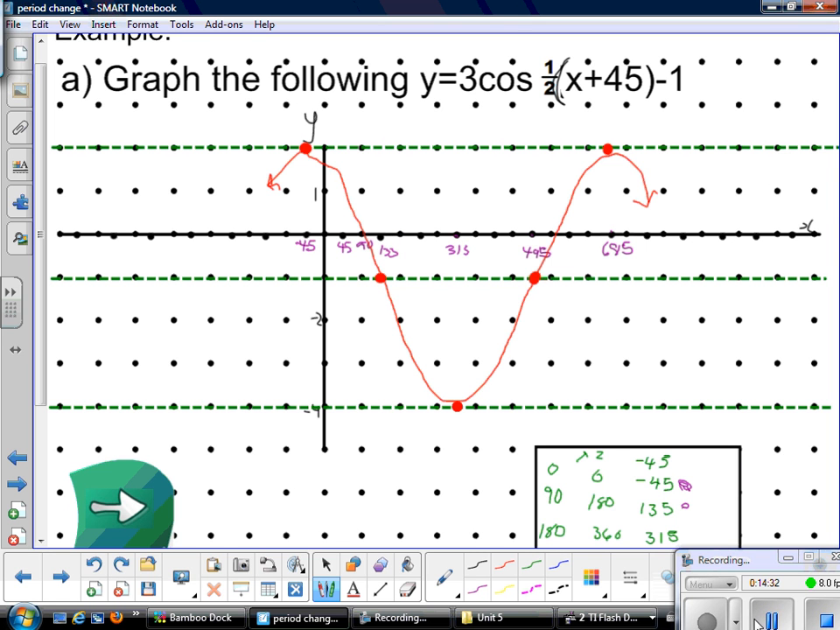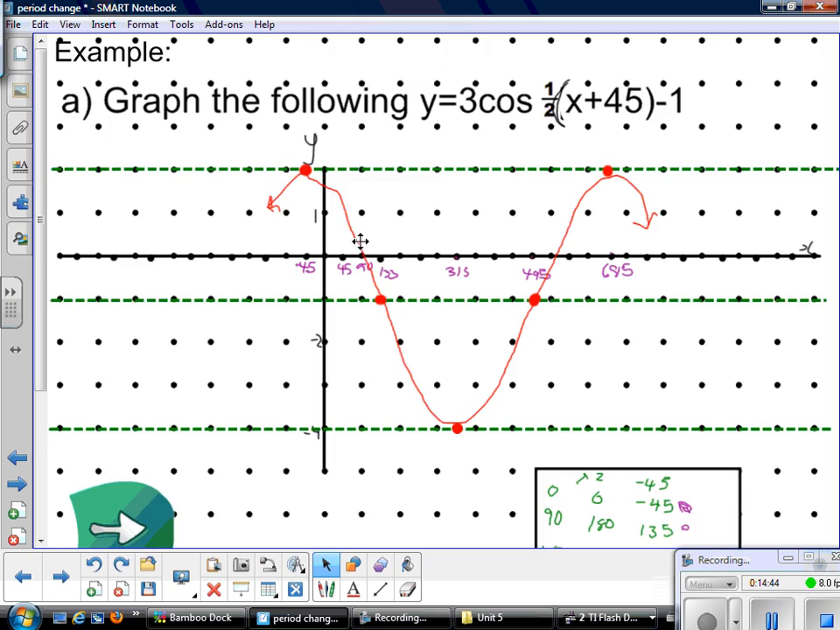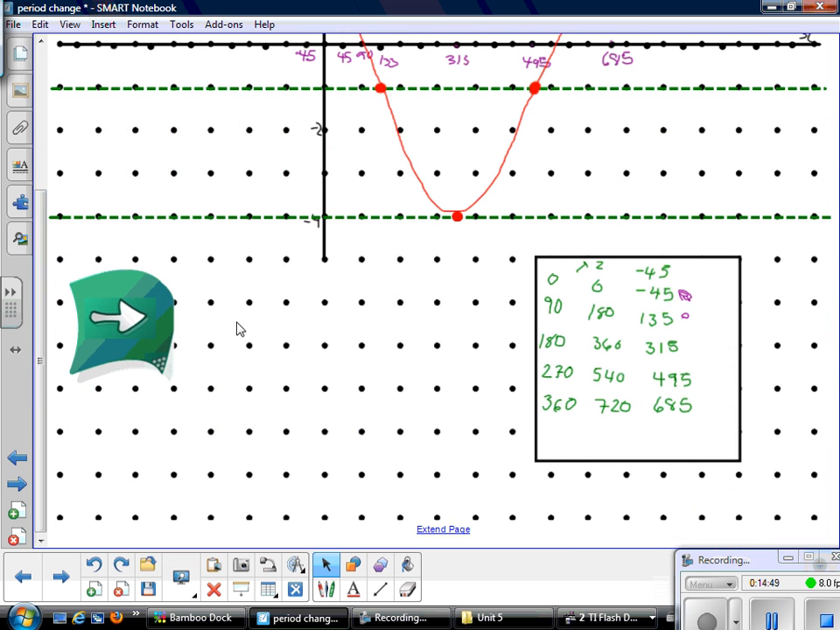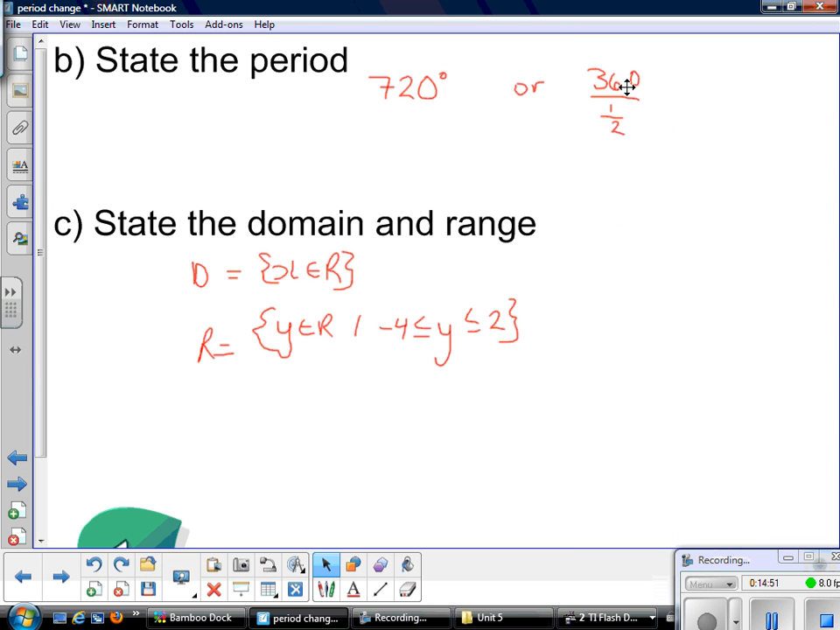Okay, so the next little part that I have, I'm just going to pause because I'm going to go back and forth between here. So I'm going to stop this for a second. Okay, so the first thing if I want to state the period, I can do it a couple different ways. I can either read it from our table that we created, so 720, or I can actually do 360 divided by 1/2. Same thing with the domain and range. I just read my graph.